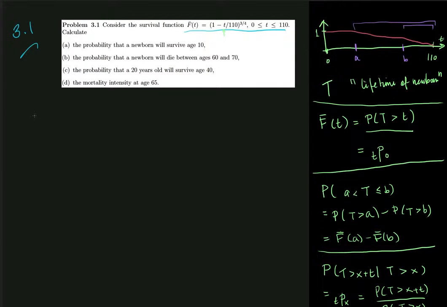So, solution of problem 3.1. Let's start with A. What we want to find here is the probability that a newborn will survive age 10, where we let T denote the lifetime of a newborn. So the goal in A is to calculate the probability that a newborn will survive age 10.